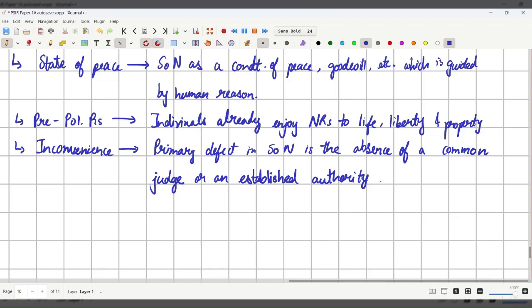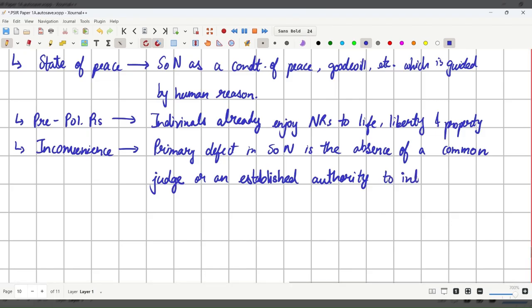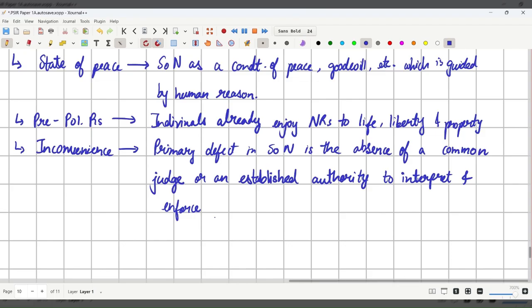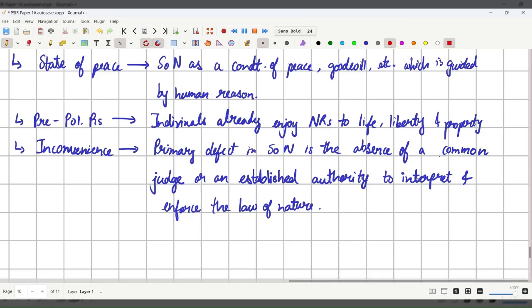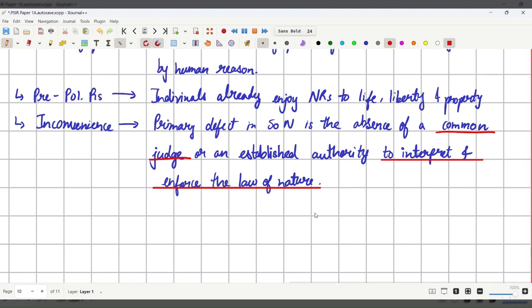to interpret and enforce the law of nature. Okay, so basically according to him the main issue is that there is no common judge or authority. Then there is no one to interpret and enforce the law of nature. Okay, so that is his inconvenience.